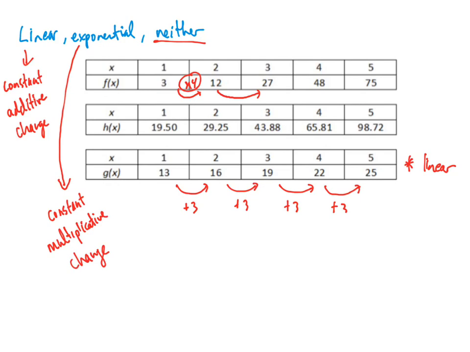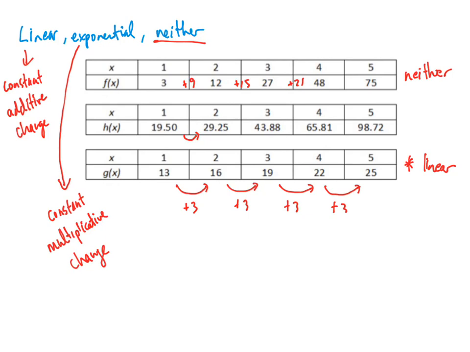Okay, and then if we think about what we're adding each step of the way, well, here we're adding 9, but then we're adding 15, and then we're adding 21. So we're not adding the same amount each step of the way. So we're going to say that this is neither linear nor exponential.